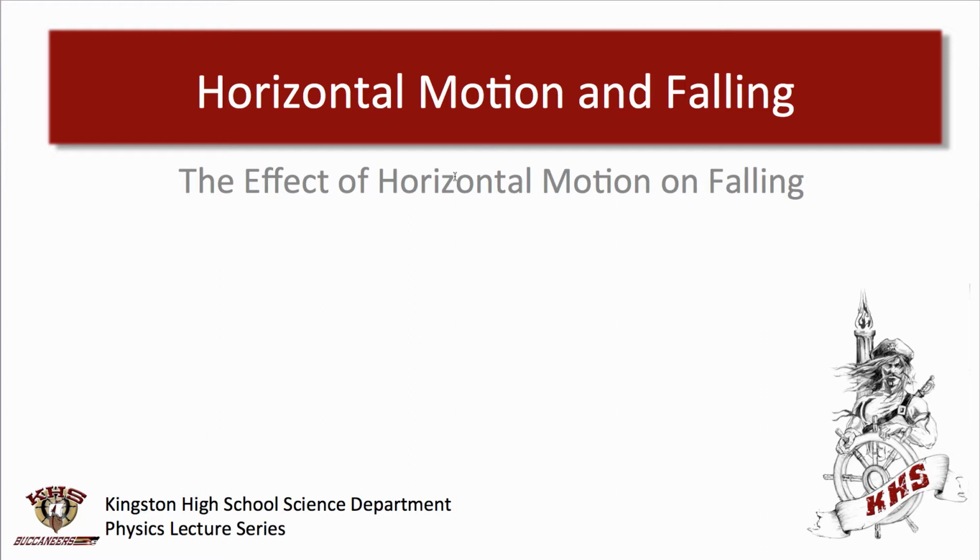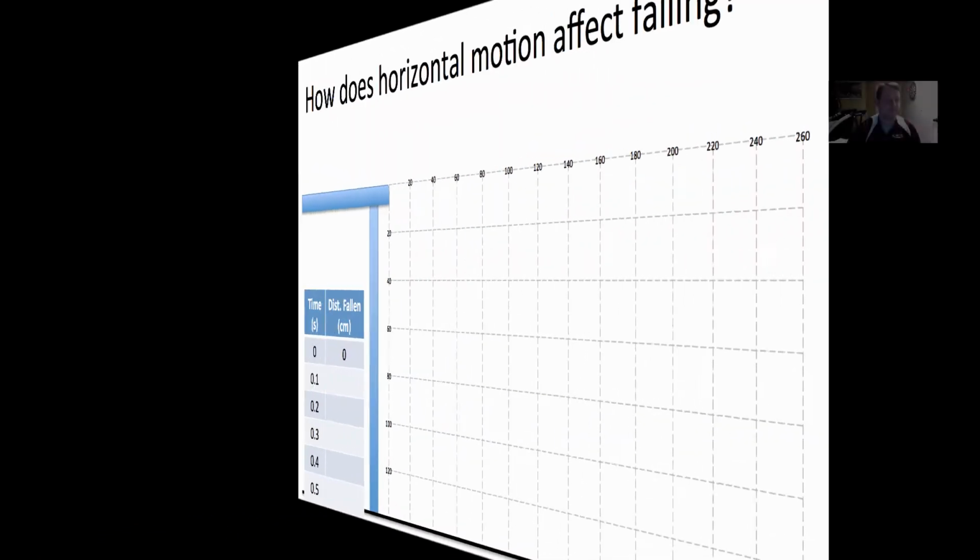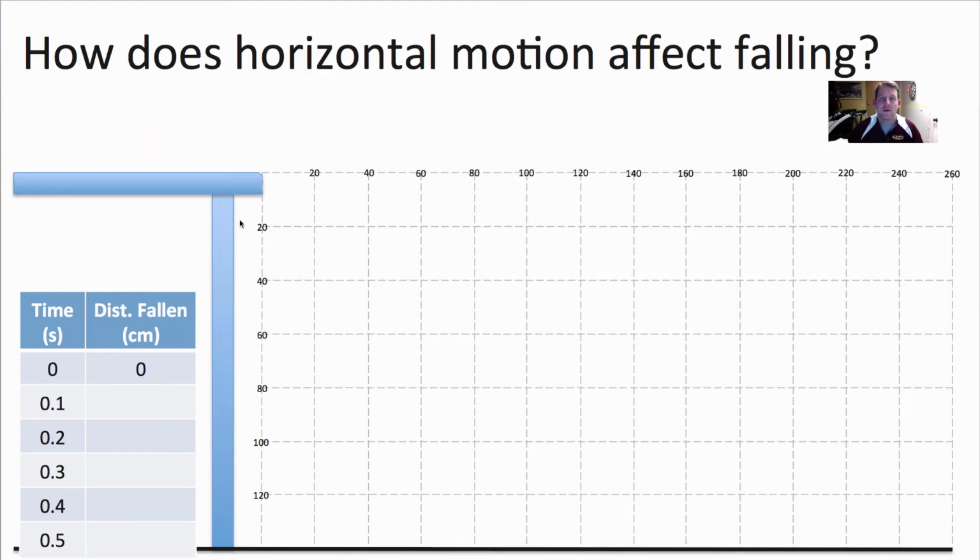Today we're going to talk about the effect of moving sideways, so horizontal motion, on the falling of an object. Let's get started. So the question we're trying to answer here is, how does horizontal motion affect falling? And we saw in the lab already that how fast you're moving sideways doesn't affect how fast you move down, so the time it takes to hit the ground.